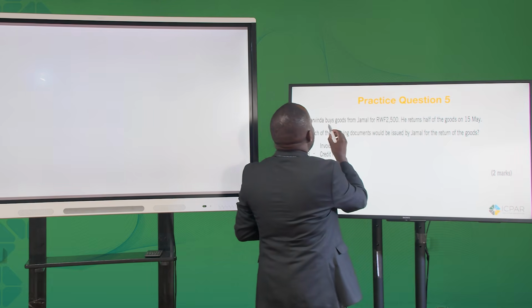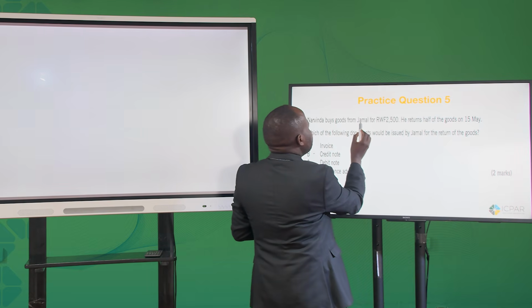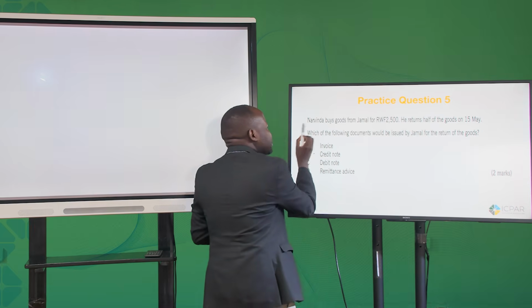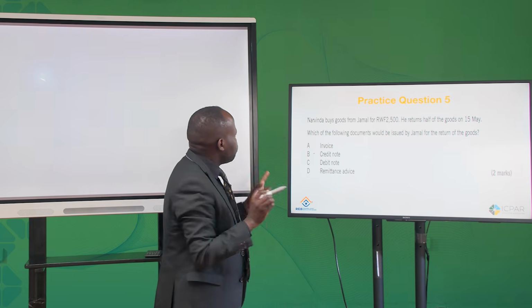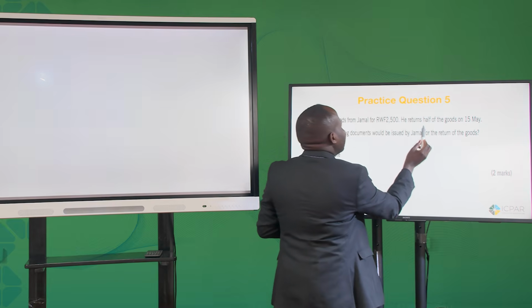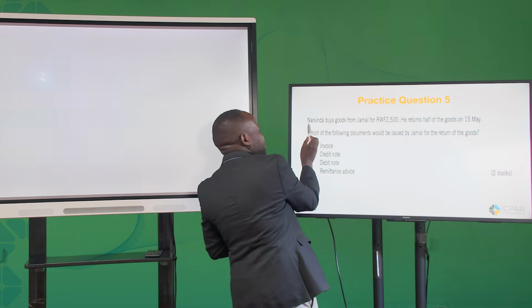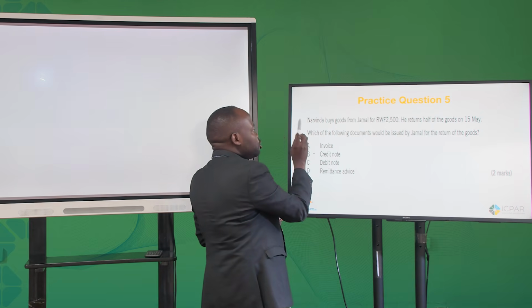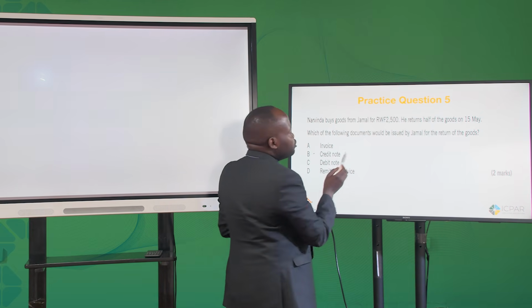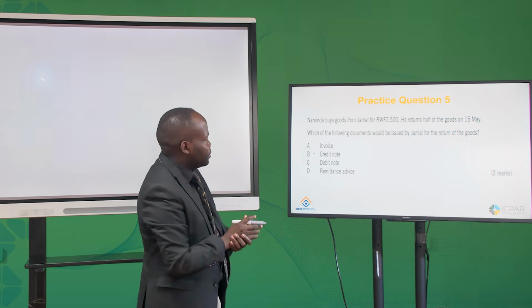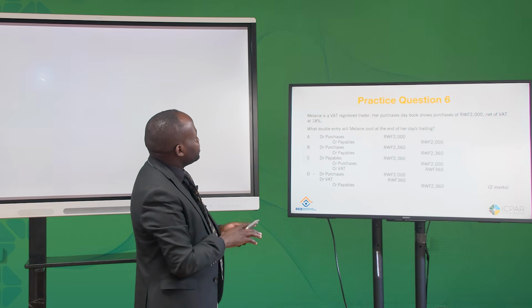Okay, so it depends on who. The supplier issues a credit note, but as the business, we issue a debit note. So which one of the following would be issued by Jamal? Jamal is the supplier, so it will be a credit note. But if it was Navinda, it could have been a debit note. To Navinda, it's a debit note. To Jamal, they issue a credit note. So answer is B.